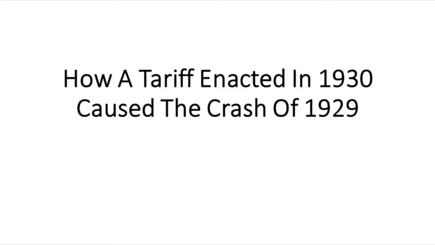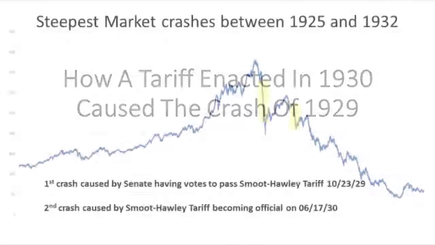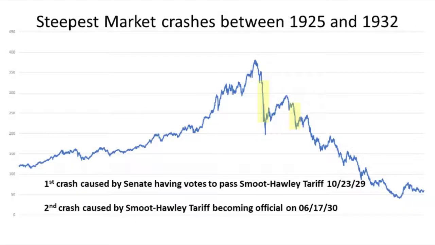How a tariff enacted in 1930 caused the crash of 1929. This chart depicts the two steepest crashes for the stock market between 1925 and 1932. The first crash was caused by the announcement on October 23, 1929, that the Senate had the sufficient votes to pass the Smoot-Hawley tariff. The second was caused by Smoot-Hawley being passed by both houses of Congress and being signed into law by President Hoover on June 17, 1930.